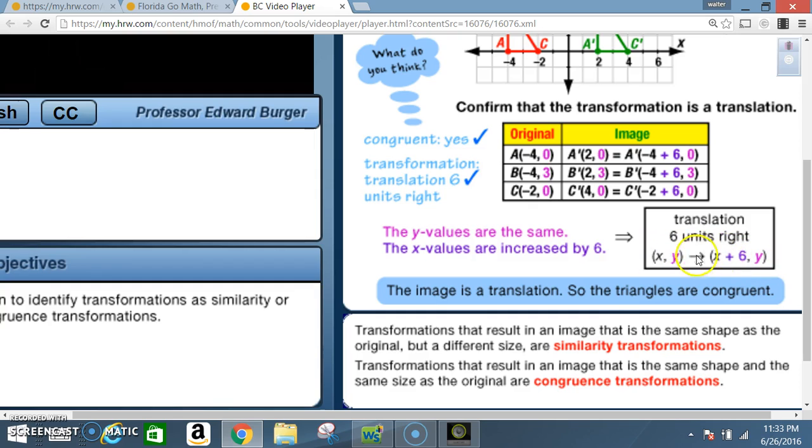That's the algebraic representation. Also, transformations that result in an image that is the same shape as the original but a different size are similarity transformations. Transformations that result in an image that is the same shape and size as the original are congruent transformations.